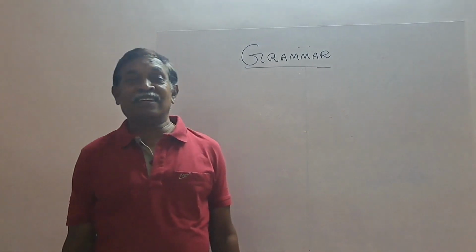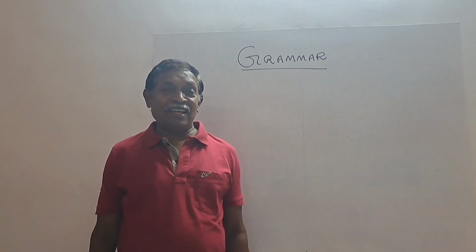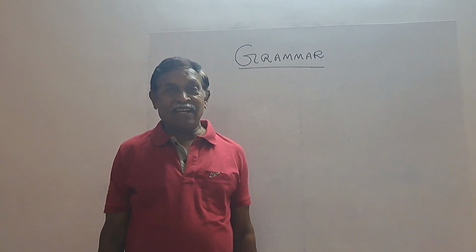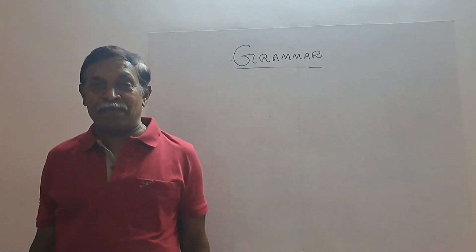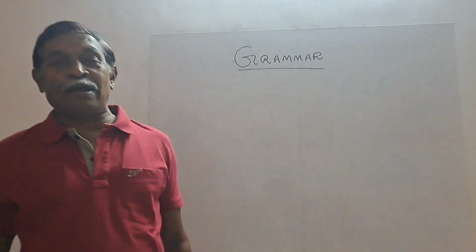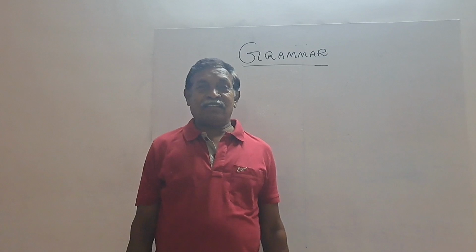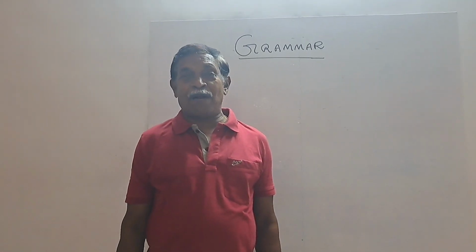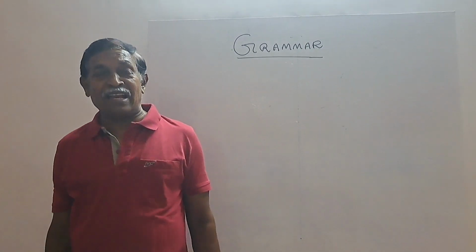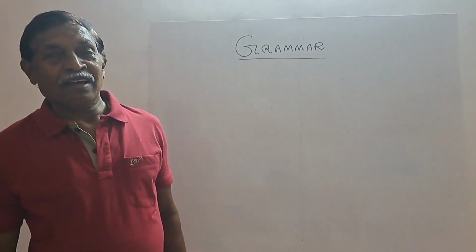In the last classes, we discussed the sentence, subject and predicate, and parts of speech in English grammar. Today in this fifth episode, let us discuss the number one part of speech, that is the noun. Let us see what it is.